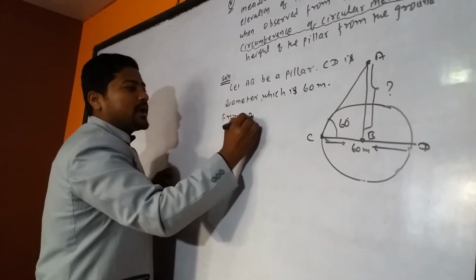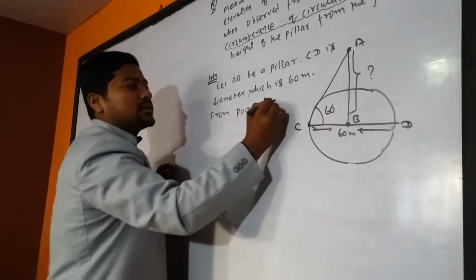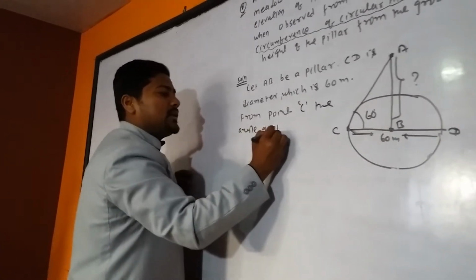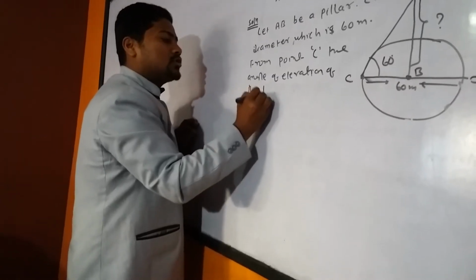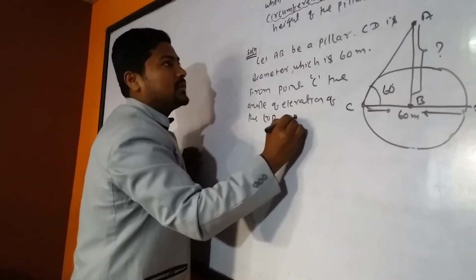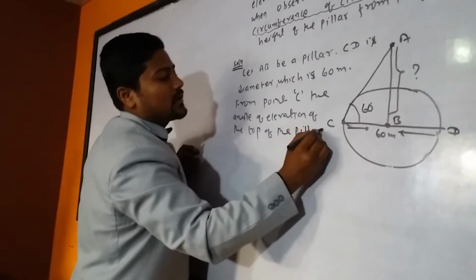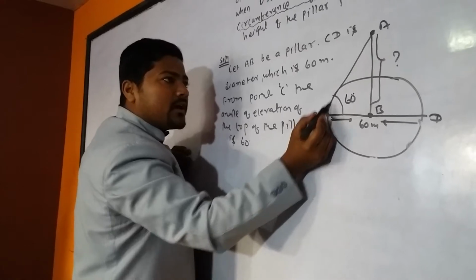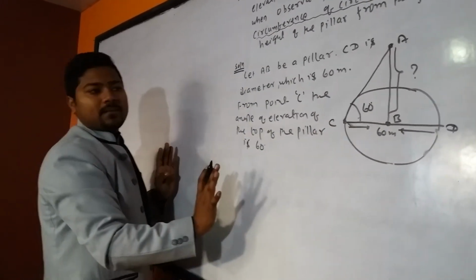From point C, the angle of elevation of the top of the pillar is 60 degree. From the point C, the angle of elevation of the top of the pillar is 60 degree. This much language is enough.